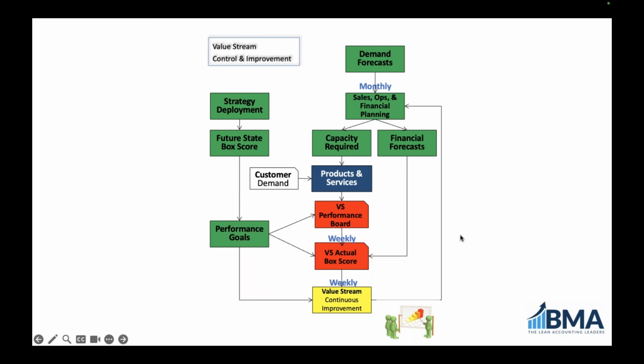At the value stream level, on the left side, you can see you have that strategy deployment process. You're using monthly sales, operations and financial planning to understand capacity requirements and financial requirements. And you're using your value stream weekly meeting to check and adjust all this.